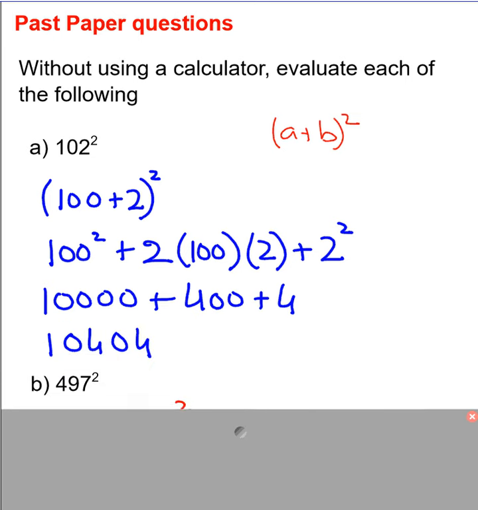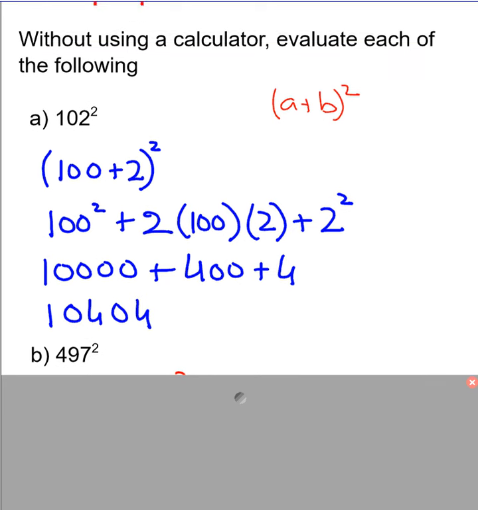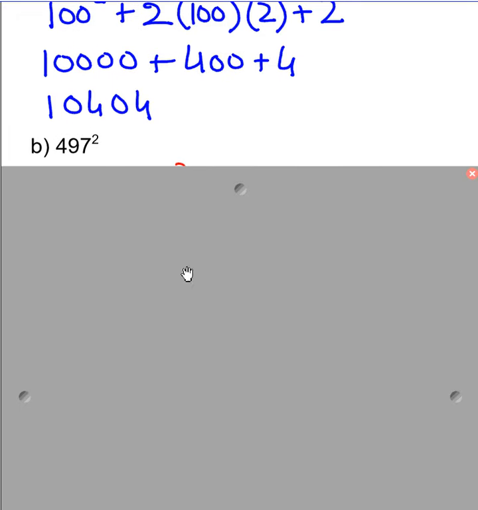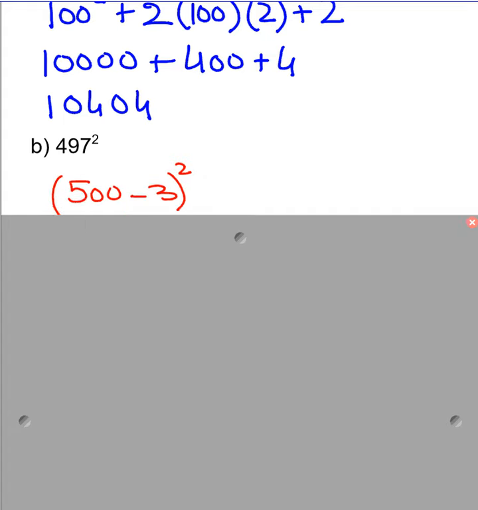So another question is find out 497 square. Now how will you use an algebraic identity to solve this question? And this comes with practice only, right? There is no fixed formula for that. So you can write it as 500 minus 3 because that is equivalent to 497. (500 minus 3) whole square. So this will take the shape of the identity, which is (a minus b) whole square. So it is equivalent to that.